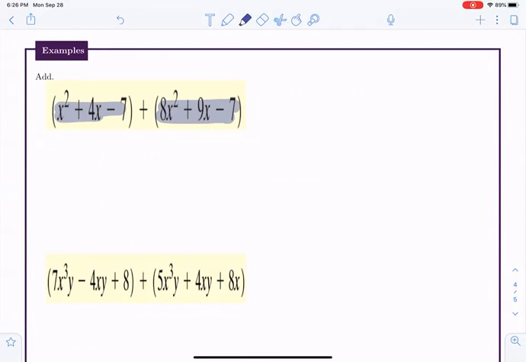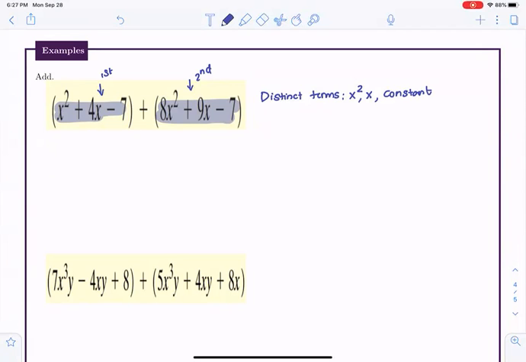So what are the like terms? The terms that we have, and we have to look at both polynomials. I have x squared in the first polynomial, x squared in the second polynomial. So x squared is one of them, x is the other term, and the next one is a constant. So our objective is to combine all the x squared terms, the x terms, and the constant term.